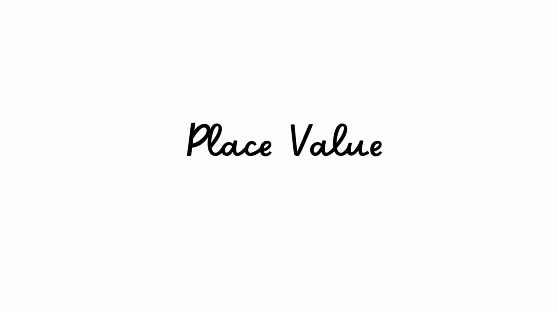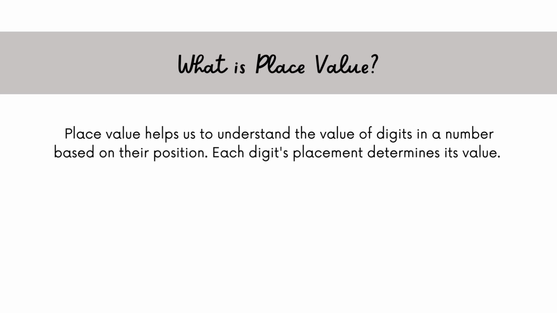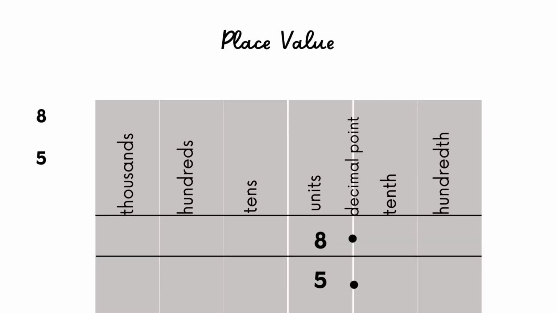You're welcome to today's video on place value. Place value helps us to understand the value of digits in a number based on their position. So each digit's position determines its value. For example, if we have these two numbers, 8 and 5, they're just single digit numbers, so we put them under units. So that's 8 is 8 units and 5 is also 5 units.